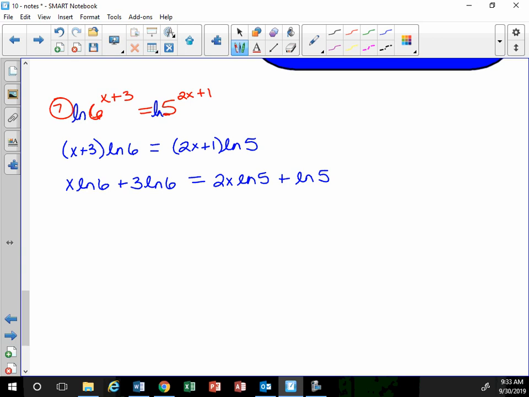All right, now remind yourself here, what am I solving for? X. So I want to get everything with an x on one side. So I'm going to leave the x natural log of 6 there. Then I'm going to write minus 2x natural log of 5. Okay, I'm bringing that over from the other side. Then equals natural log of 5 and minus 3 natural log of 6. I'm just moving stuff around there.